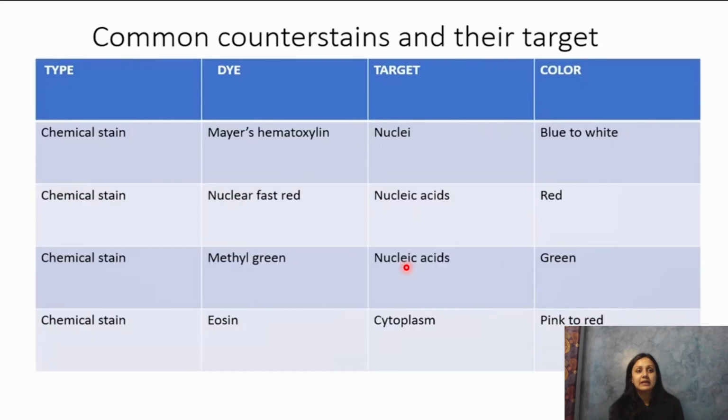So after reading about these few steps of IHC and the methods by which IHC is performed, we'll move on to the common counterstains that are used and their targets. We use Mayer's hematoxylin in our labs most commonly. The target is the nucleus and the color it imparts is blue to white. Nuclear fast red is used for nucleic acid and, as the name suggests, it imparts a red color. Methyl green is for nucleic acids as well and it imparts a green color. Eosin, you all know, targets the cytoplasm and the color is pink to red.